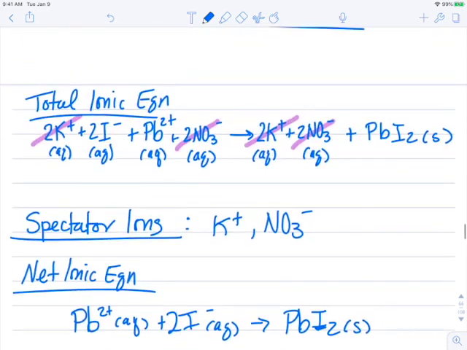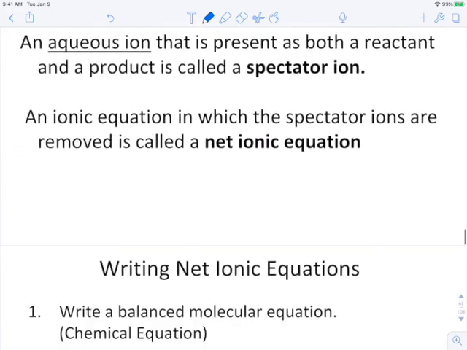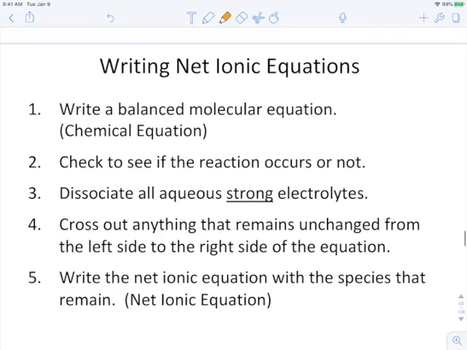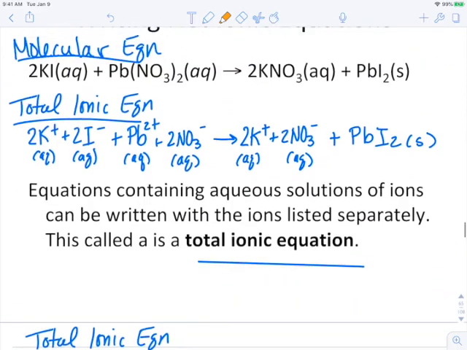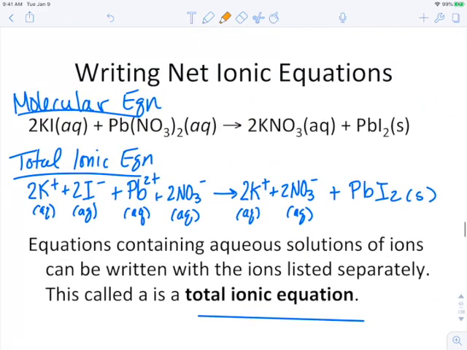All right, so one of the rules that we didn't talk about yet was number 2. Check to see if the reaction occurs or not. So I want to do that now. And normally that's something we do in our very first step because you don't want to go through the whole problem and then at the end you're like, oh, I didn't even have to do this. So what we're going to do is look at our products right over here and see if this reaction happens or not.